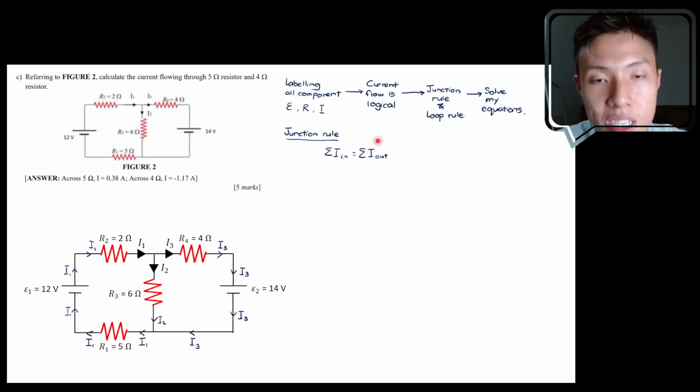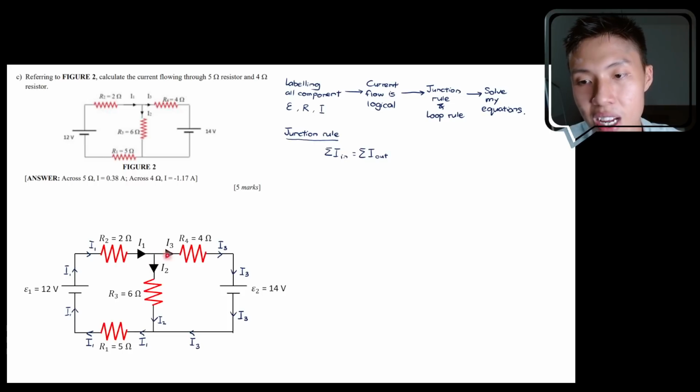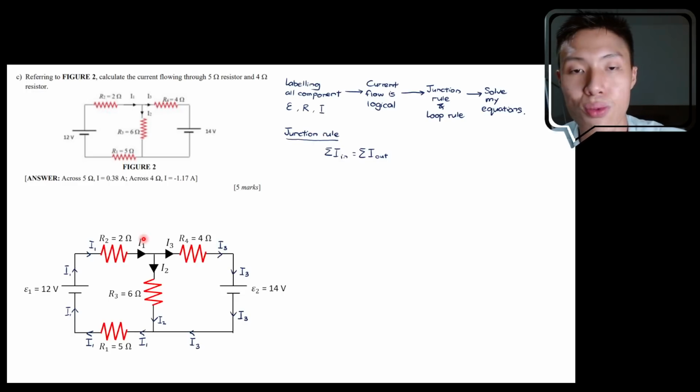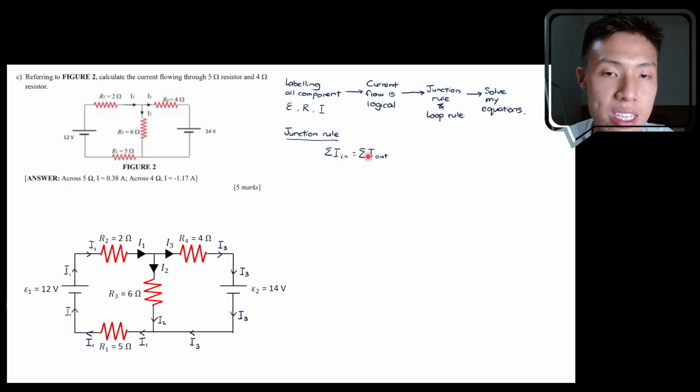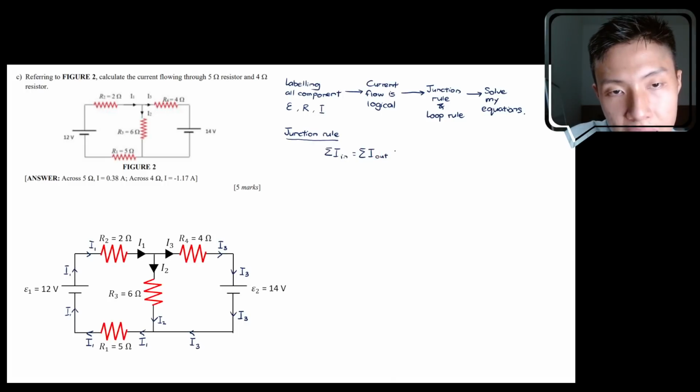And of course, the opposite cannot be true as well. You cannot have 8 charges coming out, but only 2 charges coming in. Then where do you get the 6 other charges from? It doesn't make sense as well. So you have to make sure the sum of I in is equal to the sum of I out at any junction.